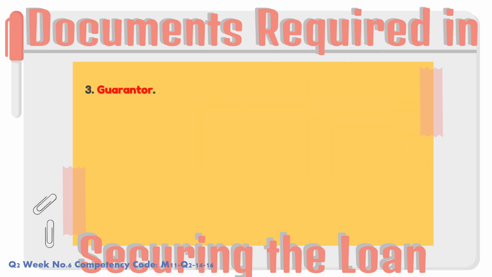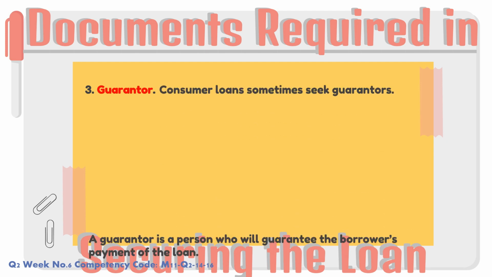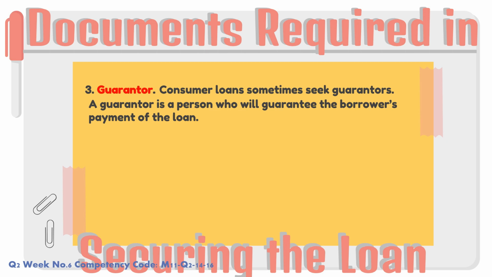Number 3, guarantor. This is for consumer loans only. A guarantor is a person who will guarantee the borrower's payment of the loan. In the event the loan was not paid on schedule by the borrower, the bank may pursue the guarantor for payment of the loan.